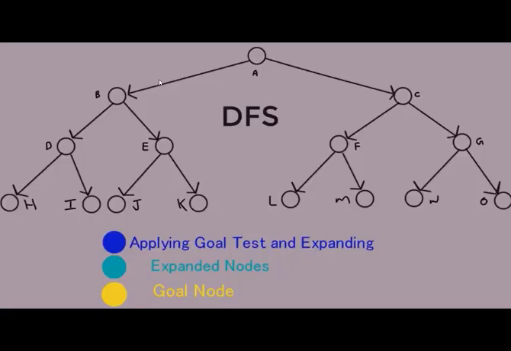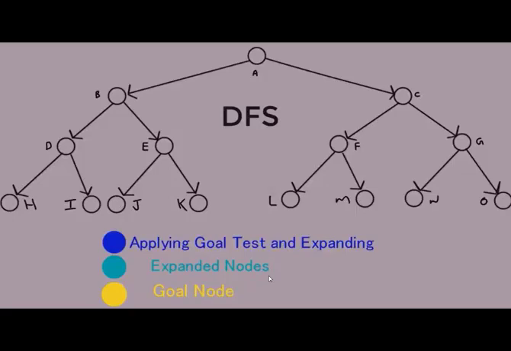If we expand A, we get B, C, and so on, and we use some color notations here. The dark blue is applying the goal test and expanding, the light green is expanded nodes, and the yellow one is the goal node. So let us see how this particular algorithm goes around.